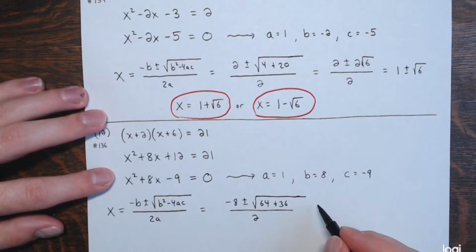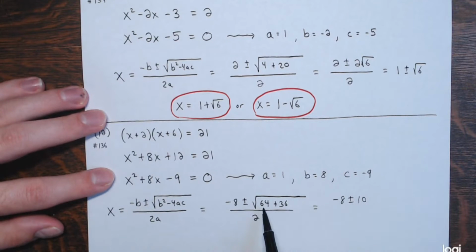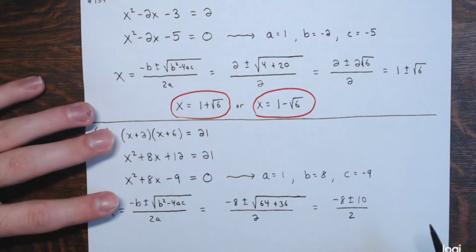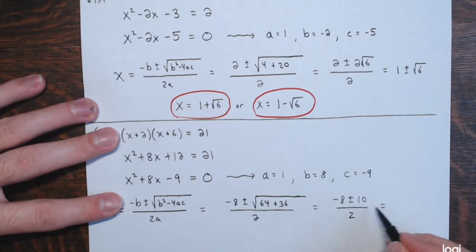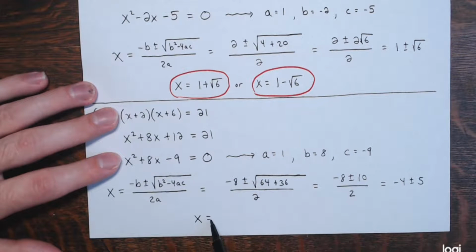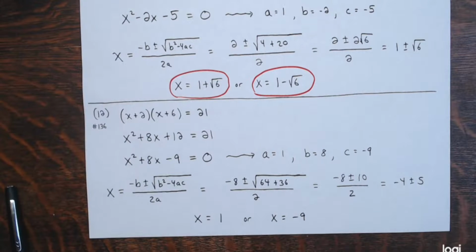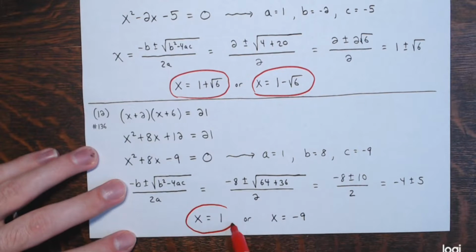2 times 1. So this is negative 8 plus or minus the square root of 100. 64 plus 36 is 100. The square root of 100 is 10, all divided by 2. So this is negative 4 plus or minus 5, dividing each of those by 2. So my solutions here: one of them is negative 4 plus 5, which is positive 1. The other one is negative 4 minus 5, which is negative 9. So the solutions are 1 and negative 9.